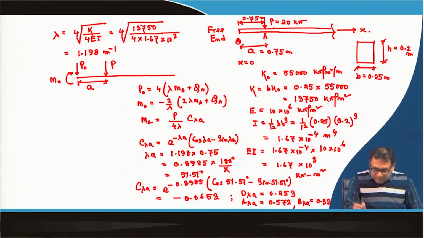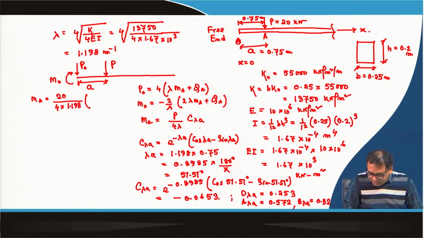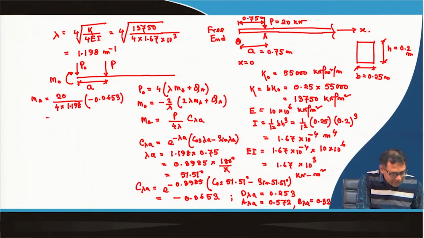So, now the M A value is P into 4 lambda by C lambda A. So, M A will be equal to, with P equal to 20, then lambda A is 1.198, then C lambda A is minus 0.0653. So, M A is minus 0.273 kilonewton meter.